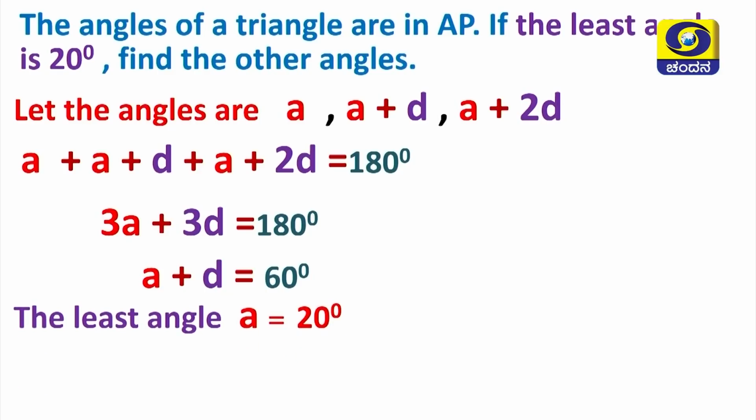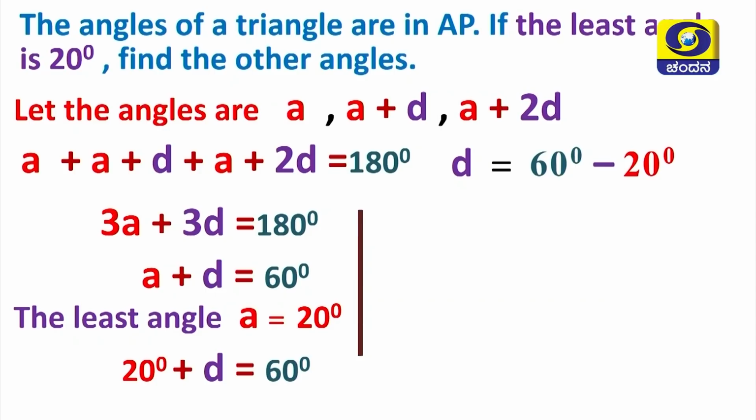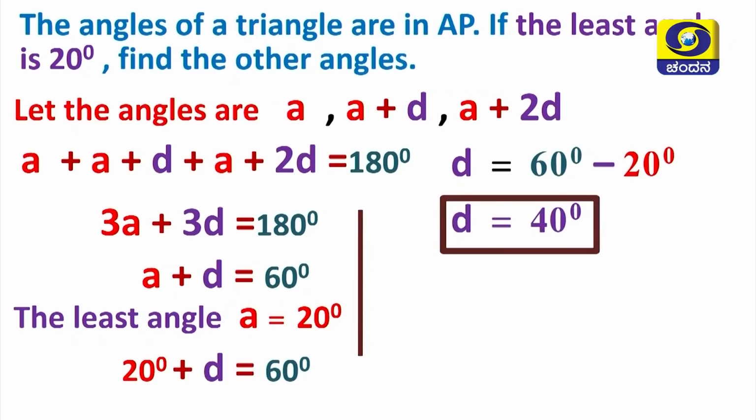Okay. Now you know they have given you in the problem the smallest angle or the least angle is 20. Which are the 3 angles you have taken? a, a plus d, a plus 2d. Which is the smallest angle? a has to be the smallest angle. So therefore the least angle a is equal to 20. Correct? Now substitute in the previous equation. In place of a put 20. 20 plus d is equal to 60. Therefore, d is equal to 60 minus 20, d is equal to 40 degrees.